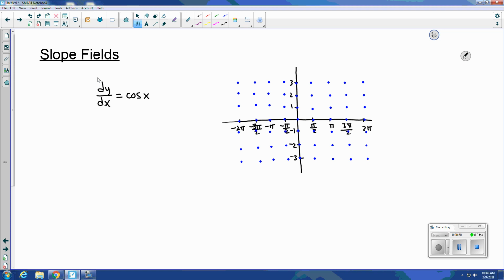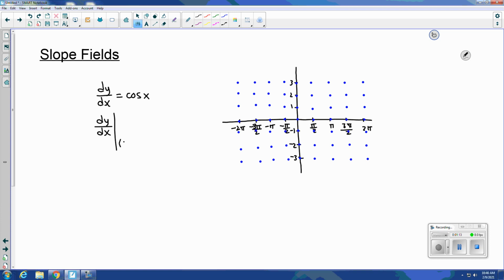You notice I have my coordinate plane set up with a bunch of blue dots. I'm going to put the slopes at those blue dots. We could put them at more locations, or fewer locations. The more you have, the better the representation for the general solutions. But how do we make these computations? What we're going to do is evaluate the differential equation at the coordinates, because the differential equation will give us the rate of change at that point.